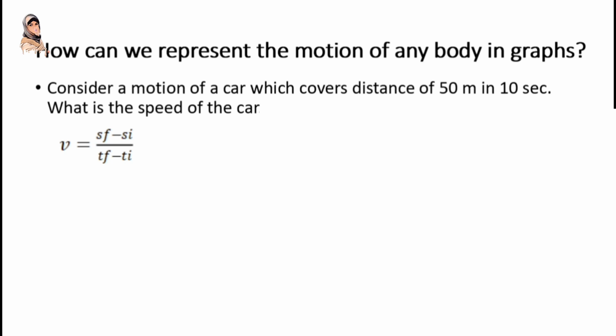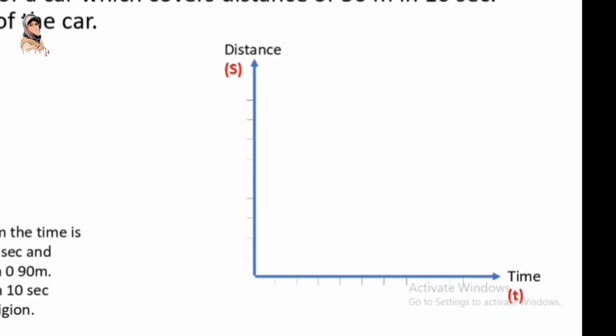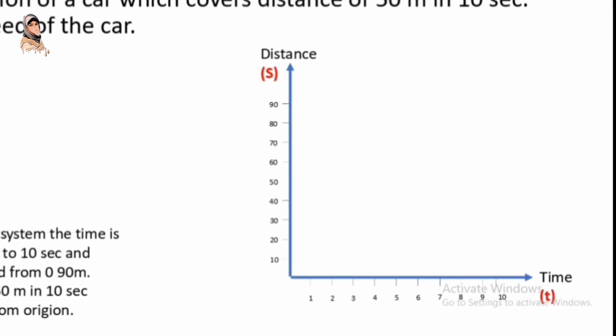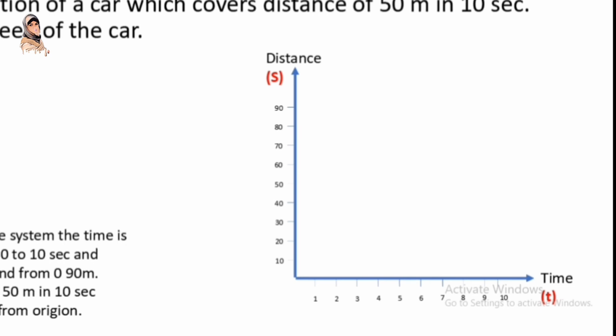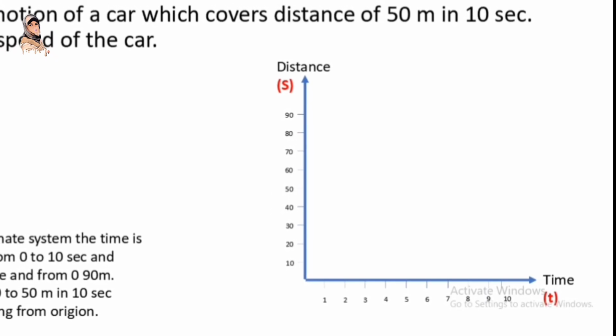So to calculate the speed of the car, draw a Cartesian coordinate system. The time is on the horizontal line with values from 0 to 10 seconds, and the distance is on the vertical line with values from 0 to 90 meters.